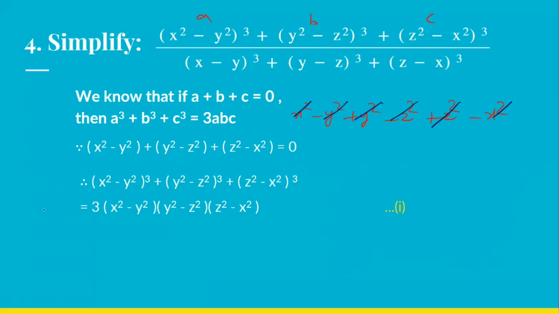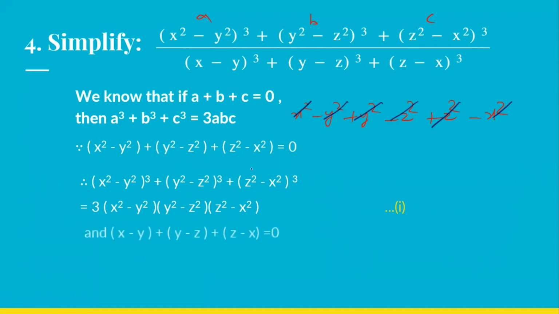Where a is x square minus y square, b is y square minus z square, and c is z square minus x square. Got it? So we found the value of the numerator. Now again, the denominator: we have the sum of three cubes, x minus y the whole cube plus y minus z whole cube plus z minus x the whole cube. We have now found the value of the numerator. Let us find the value of the denominator.